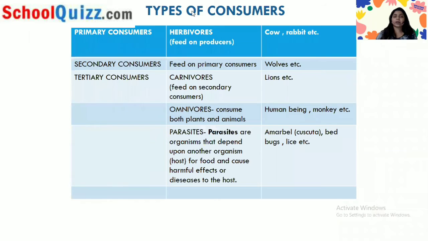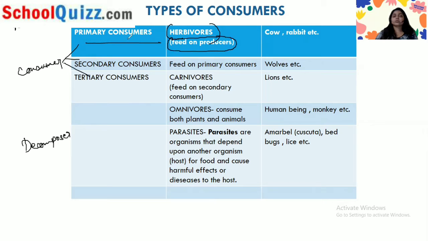Next we have types of consumer. So we learned producer, consumer, decomposer. Okay. So we will see types of consumer. So primary consumers there, herbivores, who feed on the producers. So who is the primary consumer? That is the herbivores who feed on the producer, and producer is the plant.